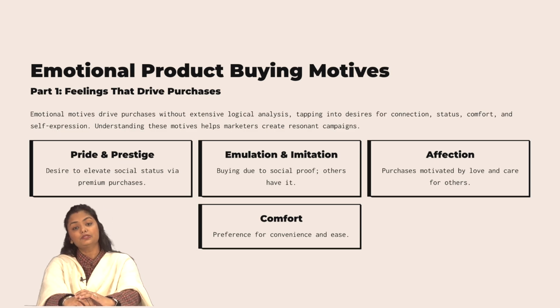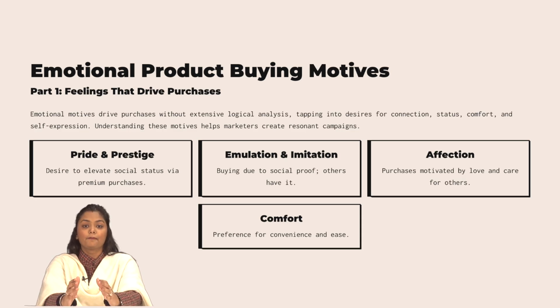The first one is pride or prestige. This is often the strongest motive. Buyers feel that possessing a product increases their social status. For example, diamond merchants appeal to this by suggesting that diamonds elevate the owner's prestige.